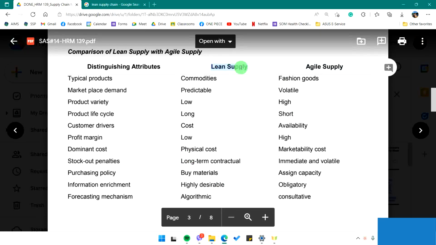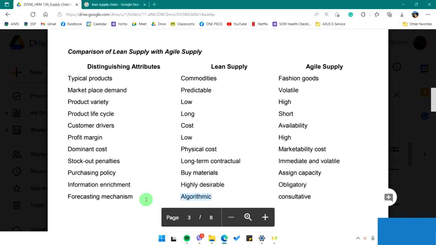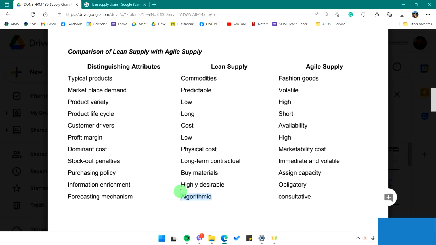ang lean supply chain management talaga is more on algorithmic ang kanyang forecasting mechanism. More on, kasi hindi naman siya consultative, kasi consultative, inaalam mo from the market itself, from the customers itself kung ano yung gusto nila. Pero pag algorithmic, you always rely on sales, yung cost mo, you forecast your purchasing based on the amount of sales on the previous quarters or previous months.